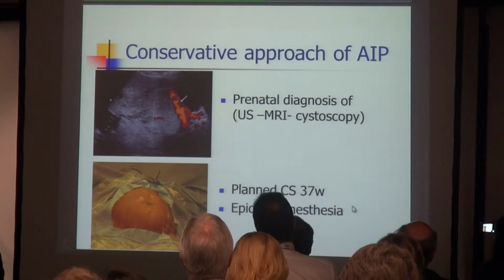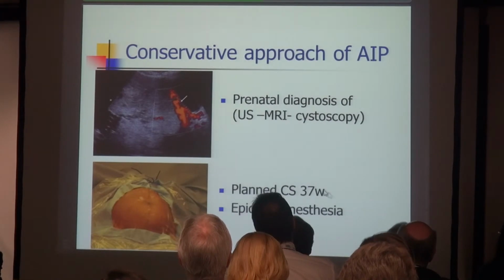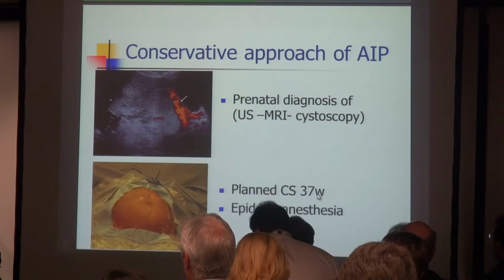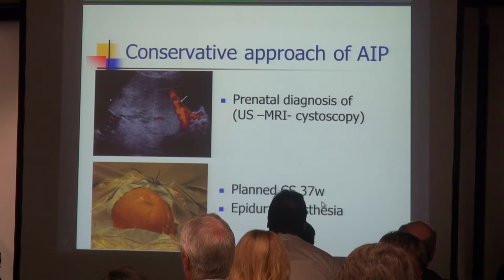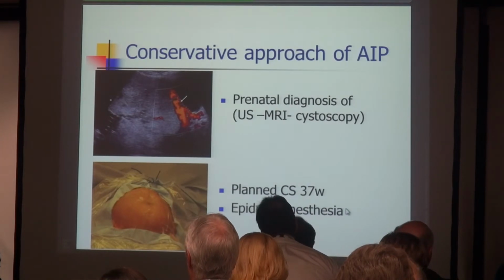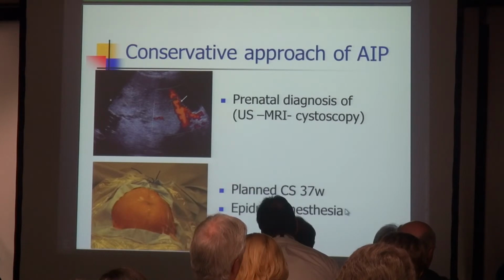The approach is very similar to the one presented by Professor Somville. So we really plan everything if it's possible. We have referred patients with prenatal diagnosis, and we systematically perform MRI and cystoscopy if the placenta is anterior. We plan the C-section at 37 weeks. In our last case, we did it under epidural anesthesia because we didn't have the necessity to perform an emergency hysterectomy. Epidural is generally much easier to manage for both the patient and the anesthetist.